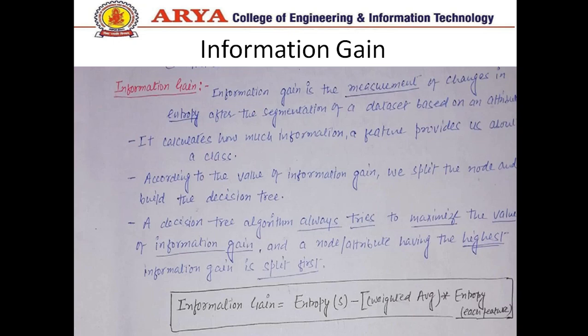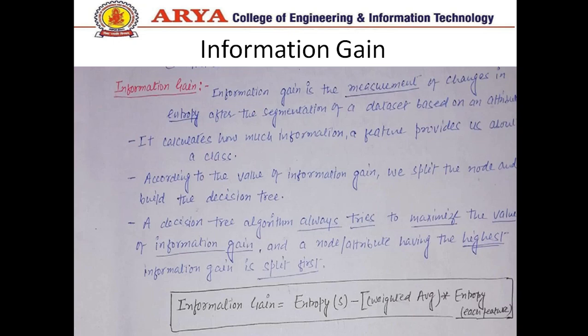The main point related to information gain is that a decision tree always tries to maximize the value of information gain, and a node or an attribute having the highest information gain is split first. So my dear friends, you always remember, when we calculate information gain for different attributes, we need to find the maximum information gain from all the calculated attribute information gains.